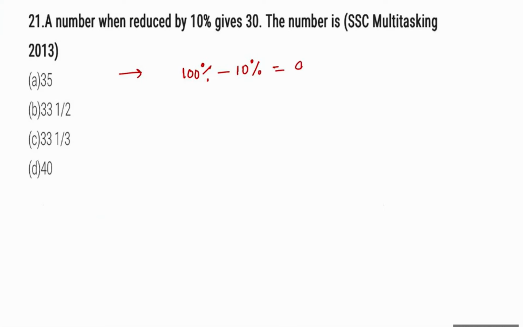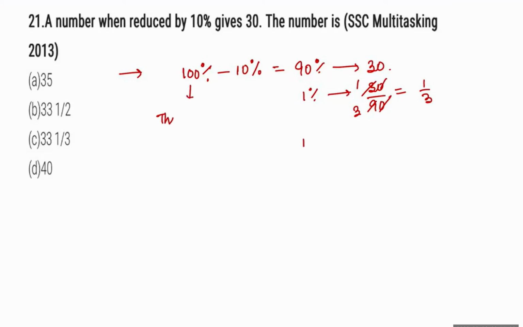So we have 90%. 90% of the number gives 30. 100% is what we want. 90% is 30, so 1% is 30 divided by 90, which is 1 by 3. 1% is 1 by 3 of the number.